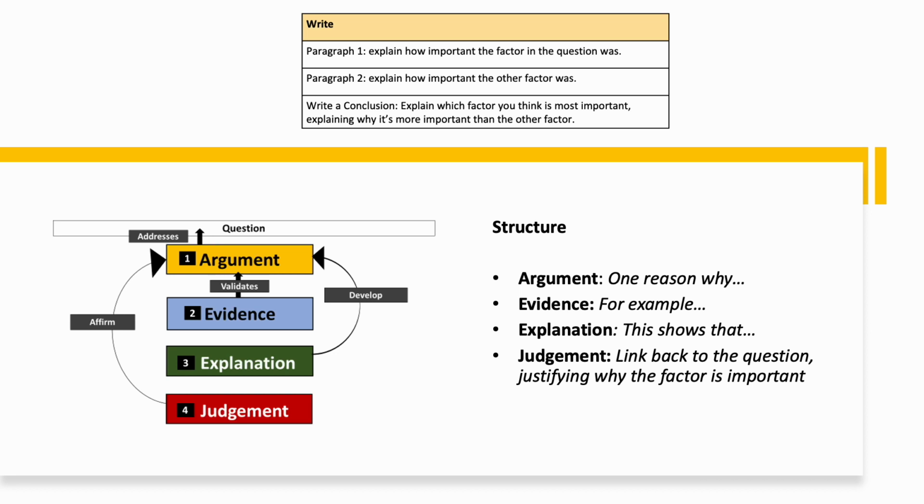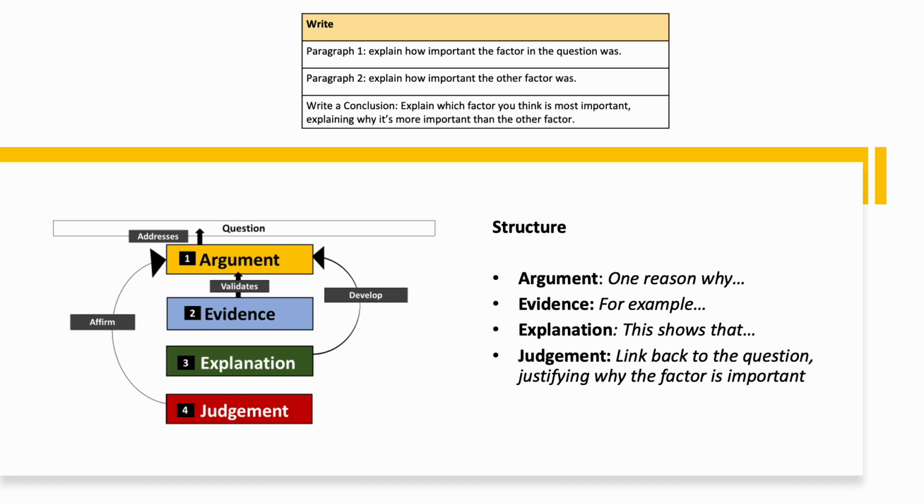So you evidence that and you validate the argument using SPED, talking about statistics, talking about people, talking about events, talking about dates. And then you can't just drop the SPED and leave. You have to make sure you explain how the evidence that you've chosen, the SPED that you've provided, proves the argument. And once you've done that, you do your judgment. The judgment just affirms the argument.